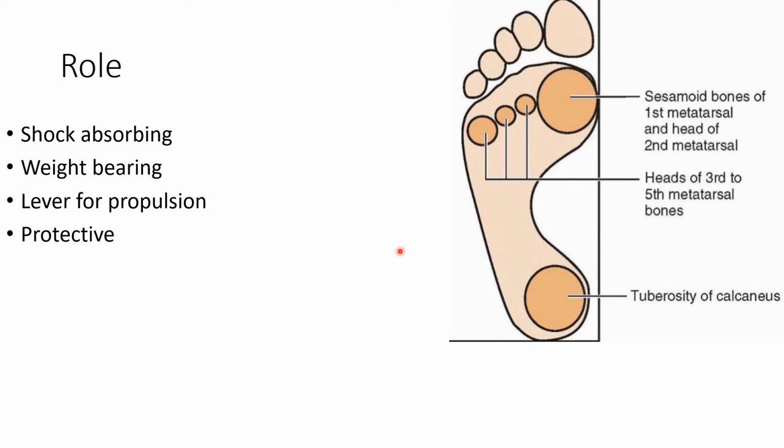Next is the protective action. Being made of multiple bones which take the form of these several arches, longitudinal and transverse arches, these bones are connected by various ligaments and tendons. It makes the foot a very flexible one, and because of this flexibility, they deform according to the surfaces they are in contact with. So they protect the soft tissue, the underlying vascular portion and the nerve.